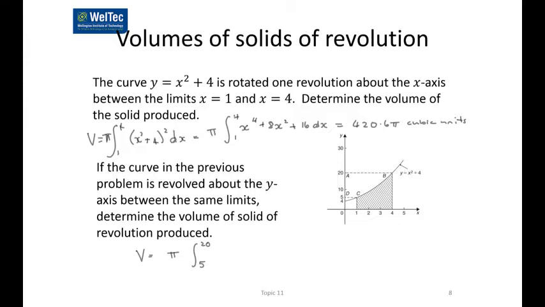Now x squared, so we've got y equals x squared plus 4, so x squared must equal y minus 4. So it's the integral between 5 and 20 of y minus 4 times pi, and doing that between 20 and 5, the answer would be 127.5 pi cubic units.